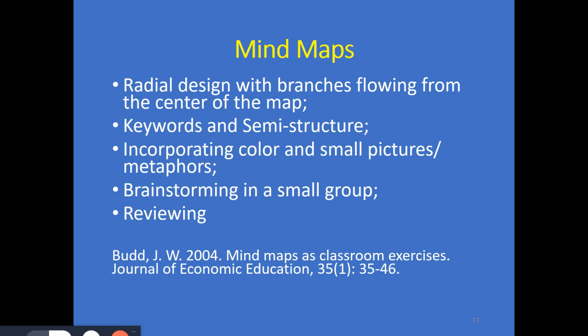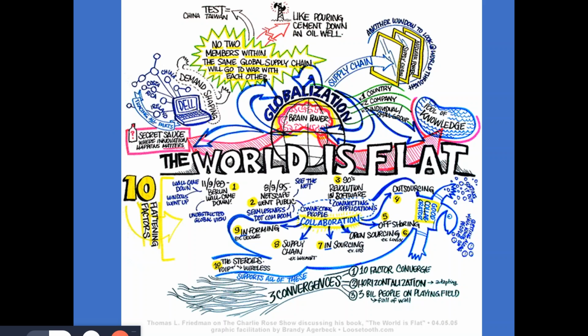Mind maps can also be used in a small group for brainstorming. I provide some examples here. This is a book summary of a famous book, The World Is Flat. With just one page of mind map, you can summarize the 10 key trends of globalization, and also some important convergence, three forces of convergence.